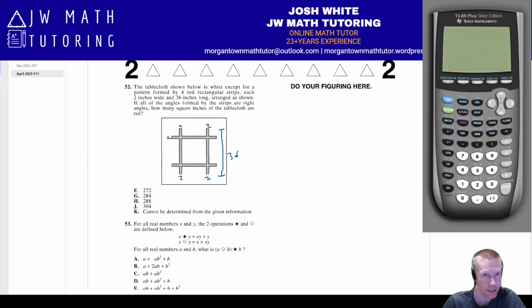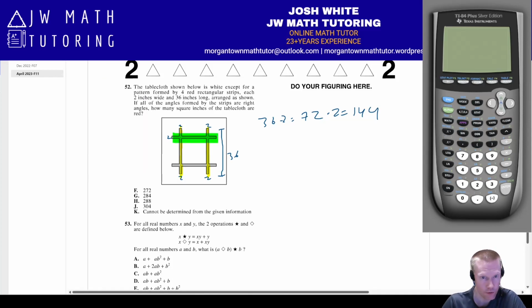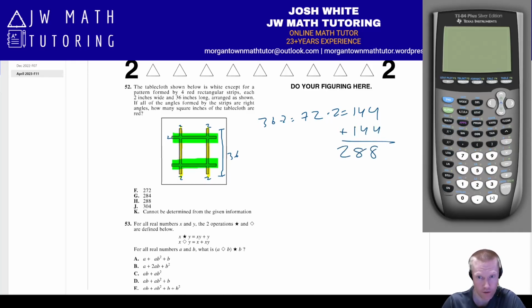So the quickest way that I did this is I said, okay, here's a rectangle, here's another rectangle. Each of those rectangles is just 36 by 2, 72 square inches, okay? There's 2 vertical ones, so multiply that by 2, 144. Now, do the same for the horizontal ones. Here's one, here's one. So again, 36 times 2, 72 times 2, so you get another 144 that you add on. Okay, so you get 288.